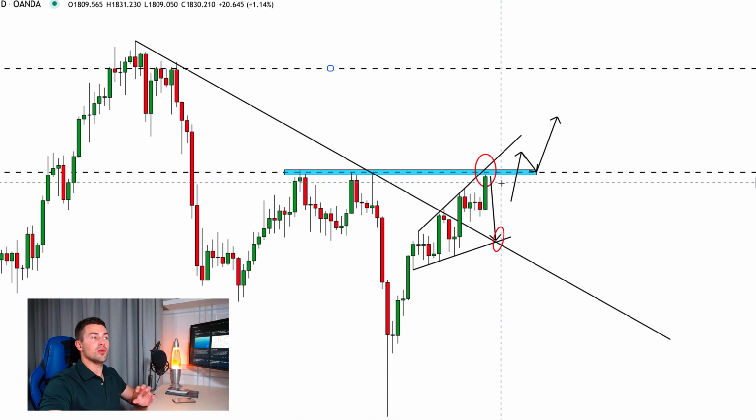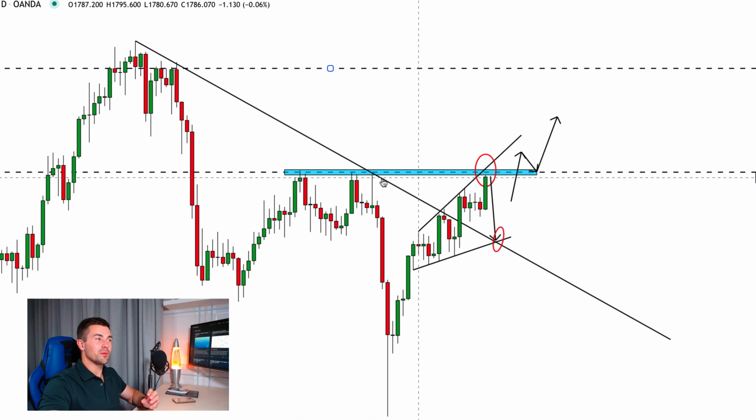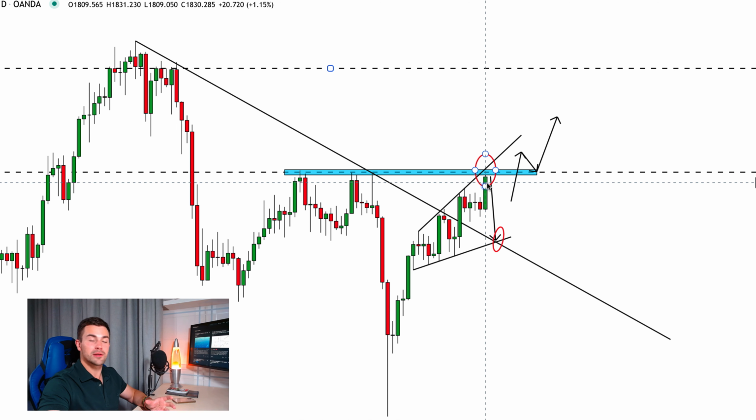Let me know, by the way, in the comment section, what do you expect from gold next week? Do you expect a pullback like I do from that horizontal structure, or you think that that structure will be broken? Let me know. It is very interesting to know the perspective of other traders.